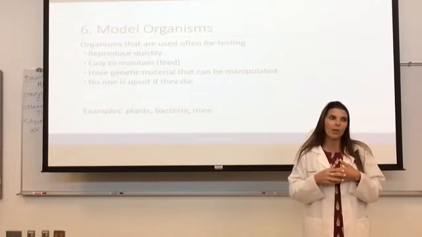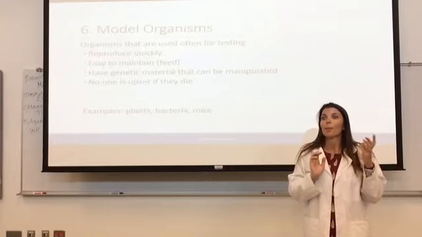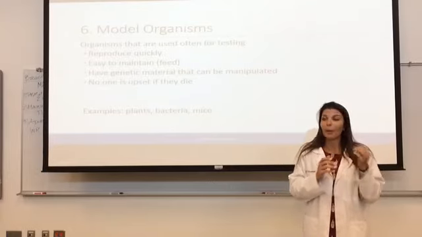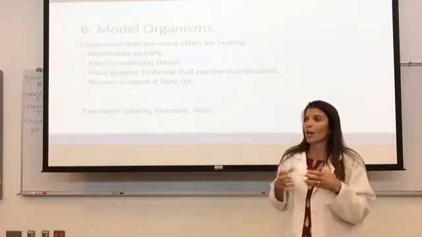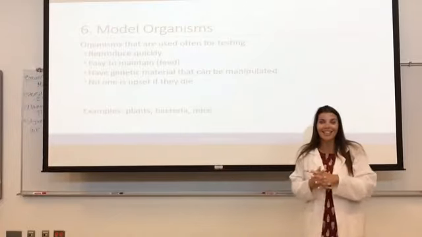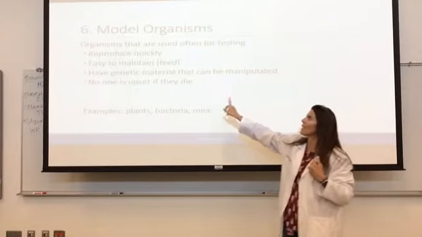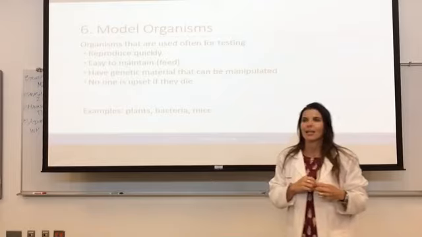What's the type of organism that reproduces really quickly? Rabbits, rats, or mice. Okay, plants, bacteria. So what do we do a lot of testing on? Rabbits, rats, mice, yes. Second criteria to be a model organism, you have to be easy to maintain.